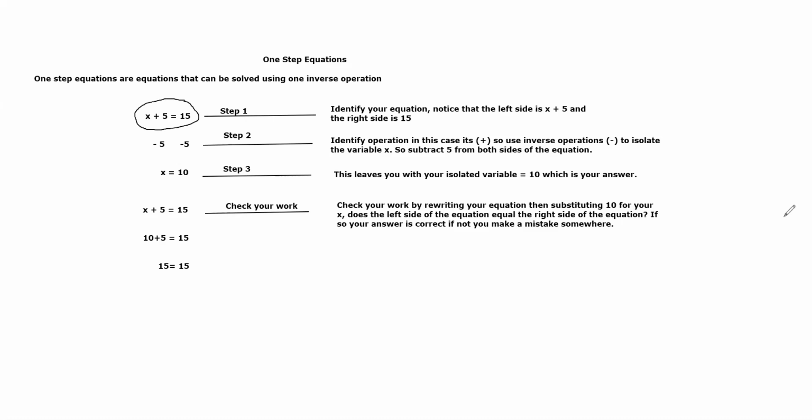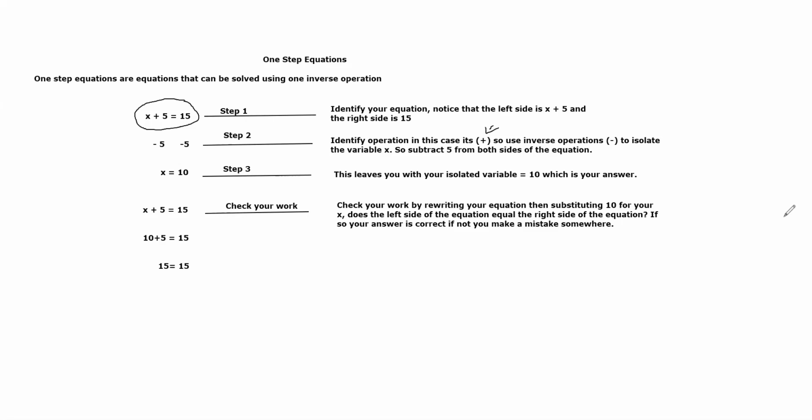Notice that the left side is x plus 5 and the right side is 15. We've already gone over that in the previous slide, so that's okay. Step one is just recognizing that this is an equation, and because it's an equation, the left side is going to be equal to the right side. Understand that before you get started. Now, step two. Our job here is to figure out what x is. So step two is to identify the operation. In this case, it's addition, which is why I have a plus in parentheses there.